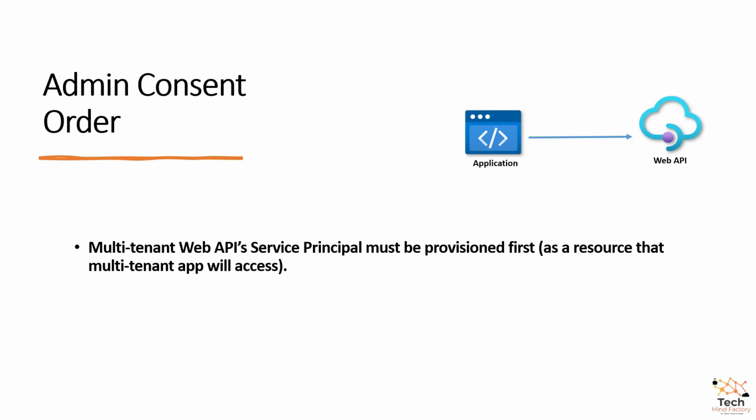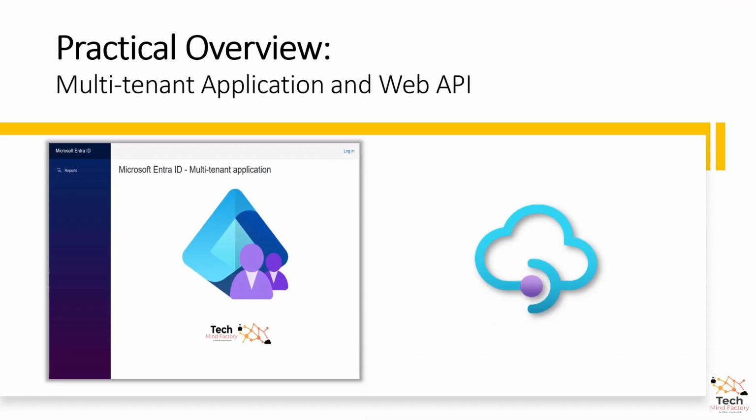And in the end, that's what I mentioned, and this is important. The multi-tenant web API service principal must be provisioned first as a resource that the multi-tenant app will access. And next, the application service principal must be provisioned, right? And we already discussed different approaches for how we can provision both service principals. Okay, great. So now it's time to see how we can actually use a multi-tenant application, how we can authenticate, and then gain access to the multi-tenant web API.